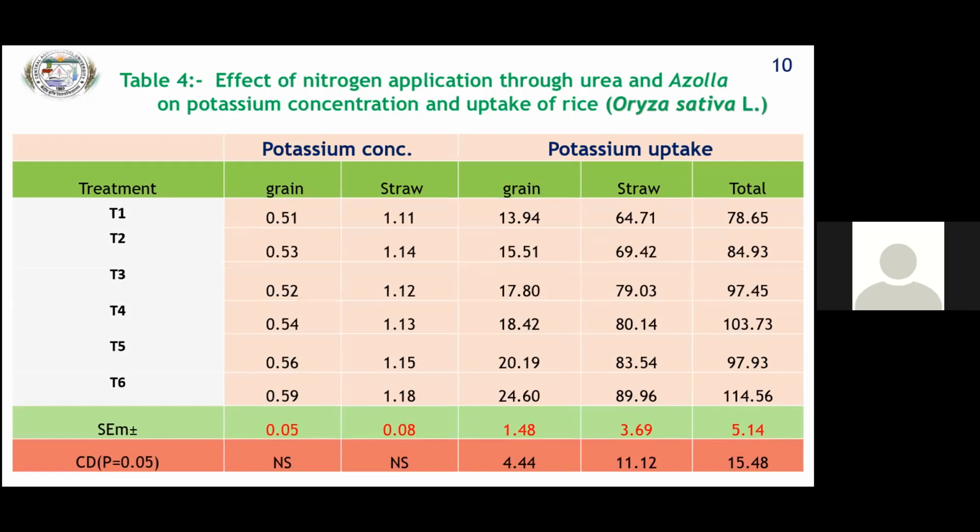If we look at potassium, the results for grain and straw are not significant, but for the uptake there are significant results when we compare T6 and T5, the integrated treatments of urea and Azolla, with the control. It's due to good proliferation of the root system resulting in better absorption of K, and also due to the priming effect. The priming effect is that when Azolla decomposes, it releases organic acid, which solubilizes the native, fixed and non-exchangeable form of K, which at a later stage becomes available for crop growth.